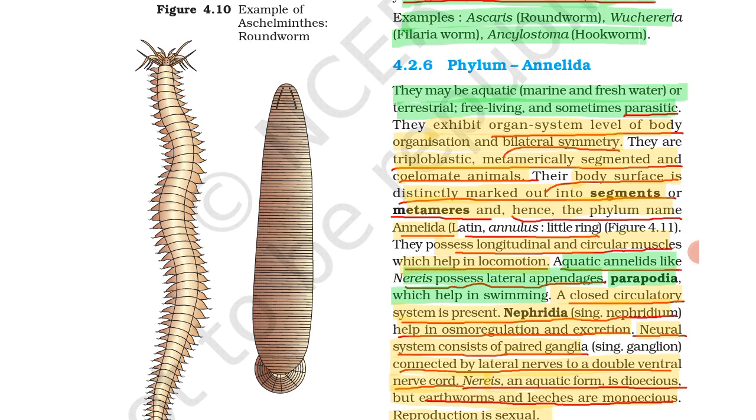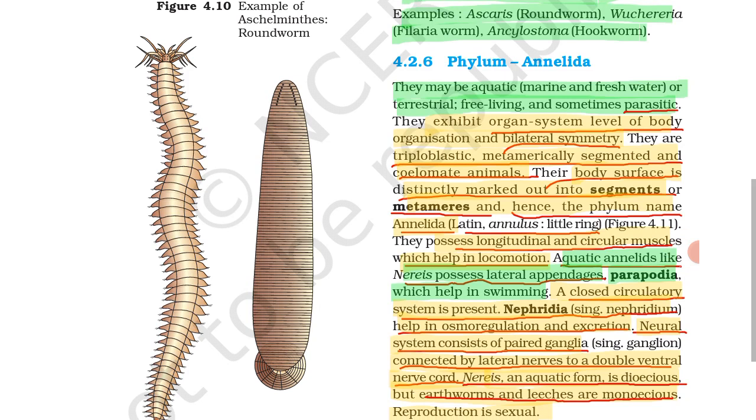Metamerically segmented means they have segmentation on their body, so they are called metamerically segmented. And coelomate animals? What is meant by coelomate animals? The animals which possess three germinal layers with a mesoderm are called coelomate animals, meaning they have true coeloms.